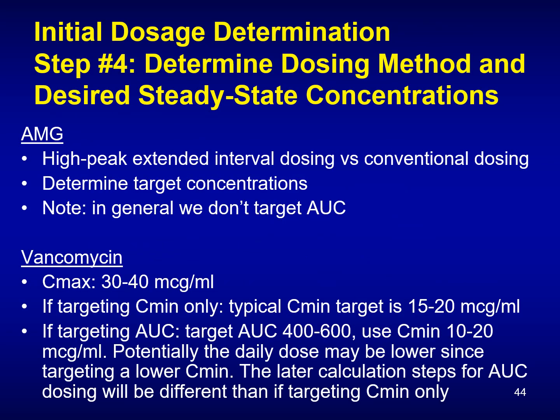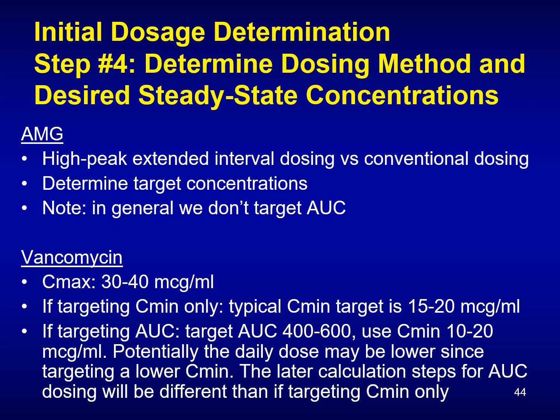Step 4 involves determining a dosing method and desired steady-state concentrations. For aminoglycoside, we need to decide whether we're going to do high-peak extended interval dosing or conventional dosing, therefore its respective target concentrations. In general, institutions do not use AUC dosing for aminoglycosides.